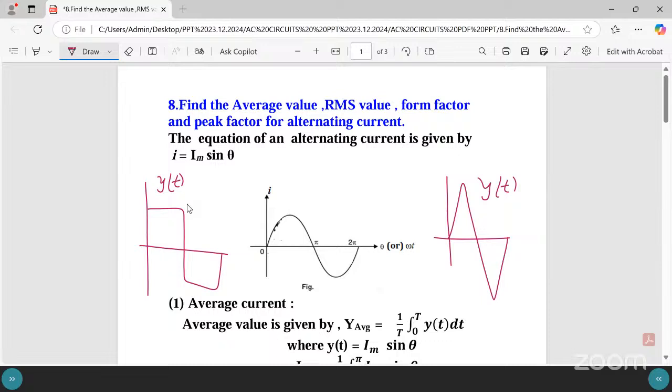We can find the average value for any waveform, but we don't have other waveforms in the syllabus. We have only one waveform, the sine wave, and we have the equation also. y of t: if it is a voltage, V is equal to Vm sin theta, I is equal to Im sin theta. These are the standard equations. But if they give other waveforms, we have to find out y of t, then substitute in the formulas.